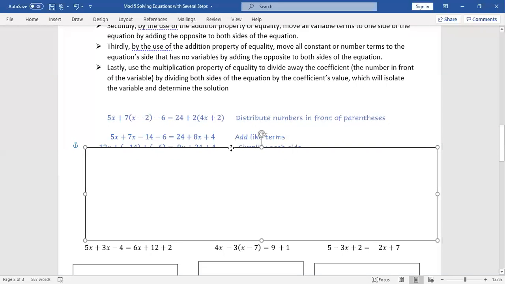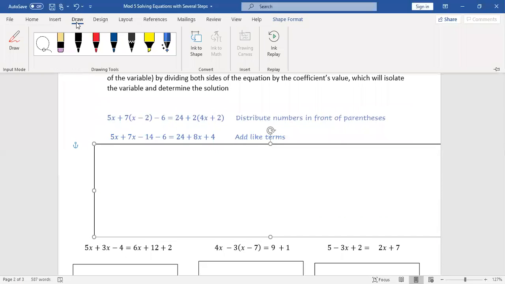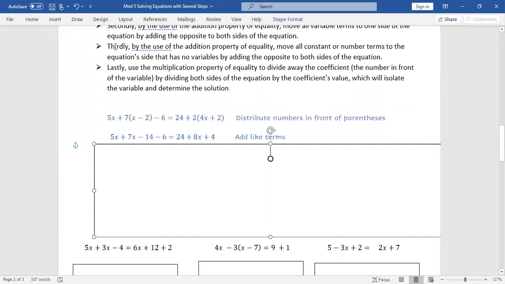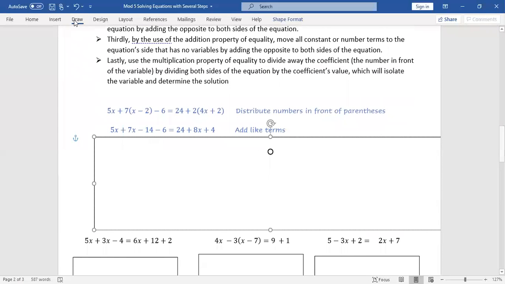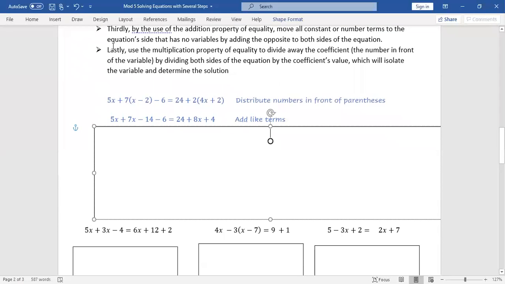The first thing I'm going to do is distribute the 7. I'm going to take that 7 and multiply it to both the x and the negative 2, or the 7 times x, and the 7 times the negative 2, which is going to give me 7x minus 14. I did that on the left-hand side.